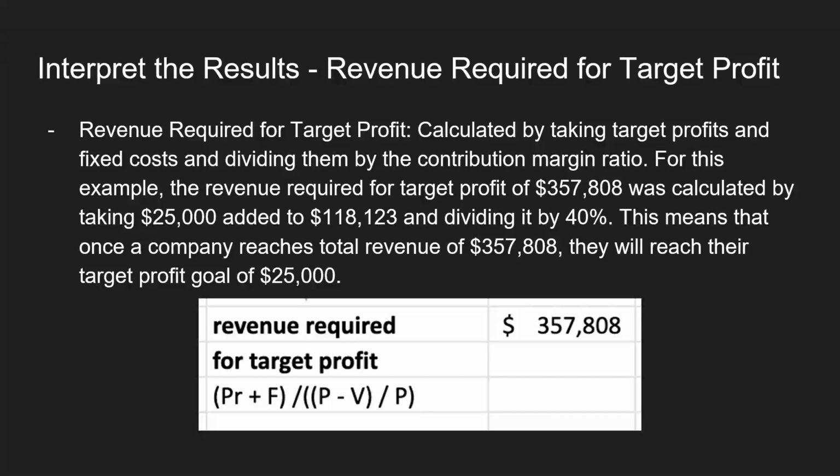For me, this is the most exciting formula. This is because it calculates the exact amount of revenue a company needs to make to reach their profit target. This amount was calculated by taking the target profit and adding it to the total fixed cost, then dividing it by the contribution margin ratio.